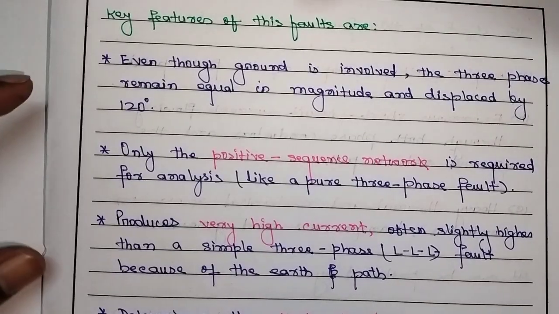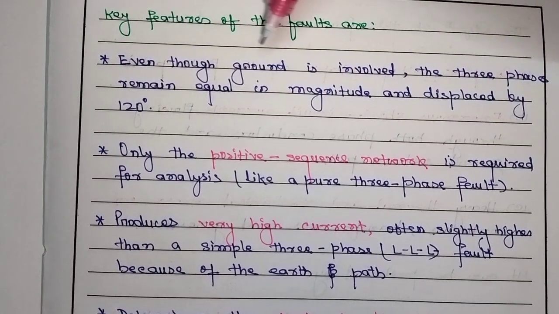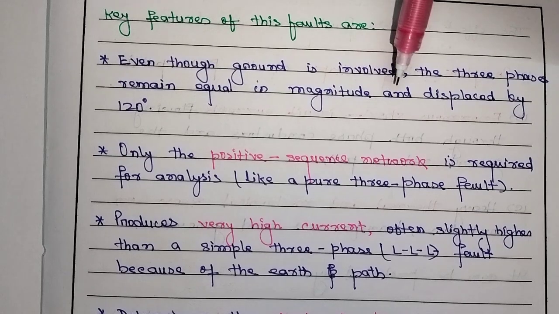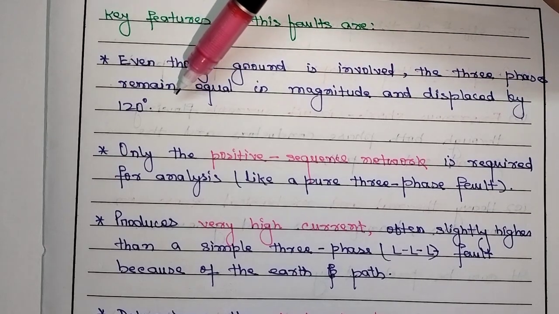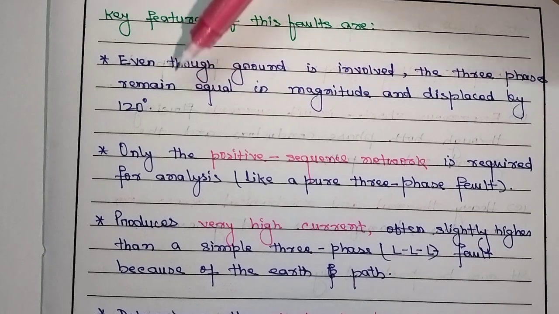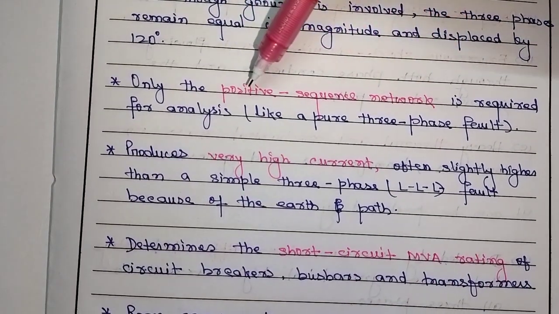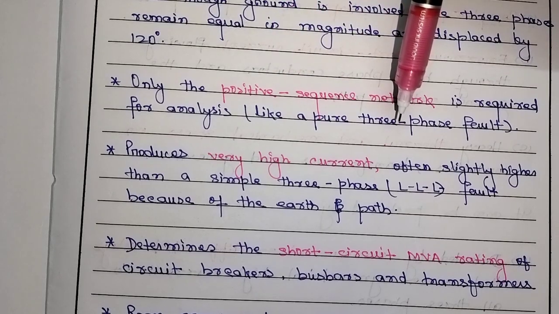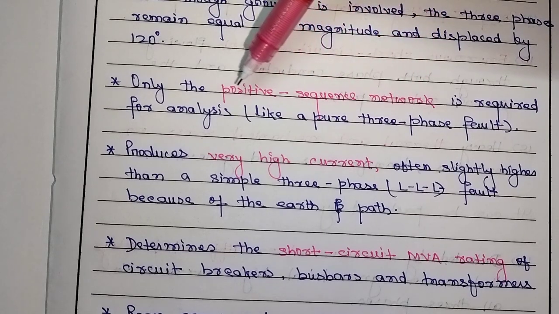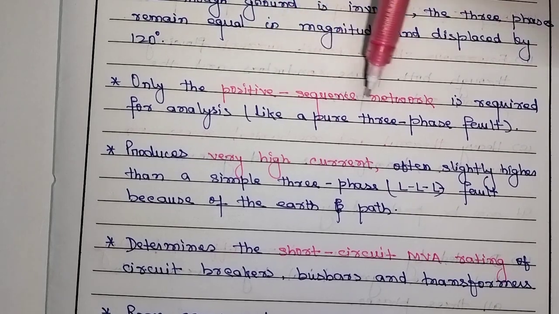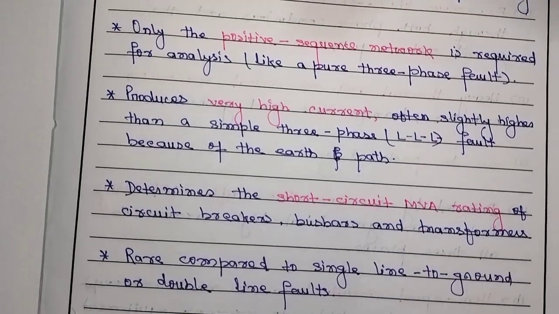The key features of this fault are, even though ground is involved, the three phases remain equal in magnitude and displaced by 120 degrees, the same as we have seen in the line to line fault. Only the positive sequence network is required for the analysis, like a pure three-phase fault. Already we have discussed in the last section that we require only the positive sequence network for the analysis of the three-phase fault whenever it occurs.